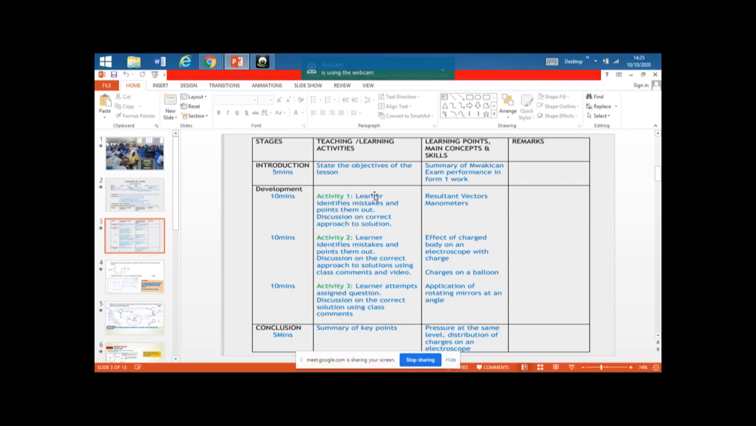Our first activity, we're going to look at manometers, then the resultant vectors, because the first question was actually manometers. So in my order, I started with resultant vectors. According to the way the topics are arranged, in Form 1, it's force first, then pressure.